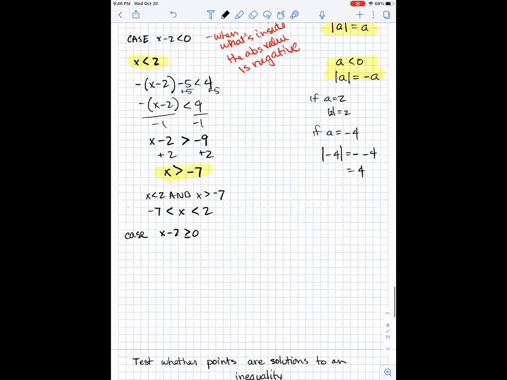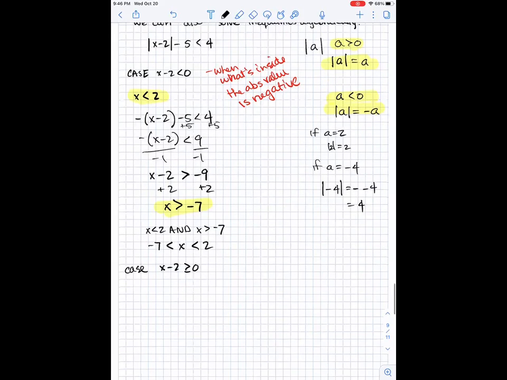So we take my inequality. Instead of using the absolute value, I'm going to just make what's inside, x minus 2 minus 5, less than 4. So adding the 5 to both sides, we get x minus 2 is less than 9, and x is less than 11. So that's going to be important, as well as the situation that makes what's inside positive. That means that x is greater than or equal to 2.